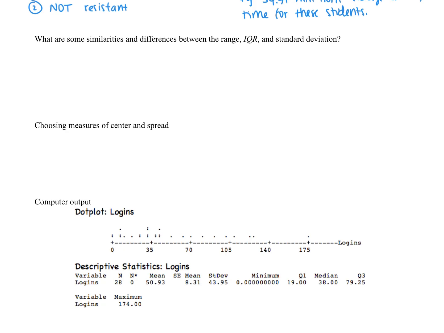Okay, three last things to talk about. In terms of spread, there are three different spreads we've learned. We talk about range, IQR, and now standard deviation. All of those are measures of spread. We need to talk about what do they have in common. What are their differences? In terms of similarities, they're all measures of spread. That's the big thing.